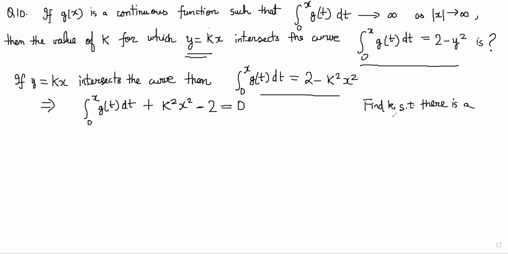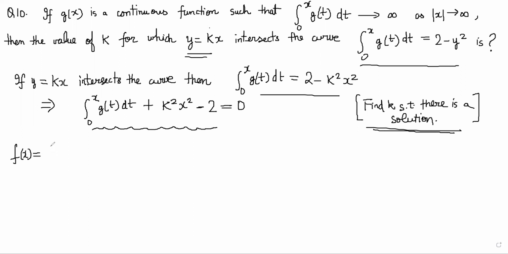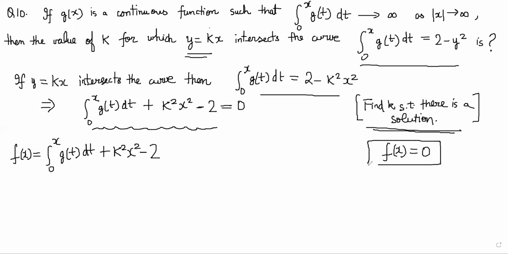Maybe there are no solutions for some certain values of k and there are solutions for some other values of k. So let's think about this equation, which is a little complicated. Let's call it f(x). f(x) is equal to integral of 0 to x g(t) dt plus k square x square minus 2. And we are searching for solutions of the equation f(x) equals 0, right?